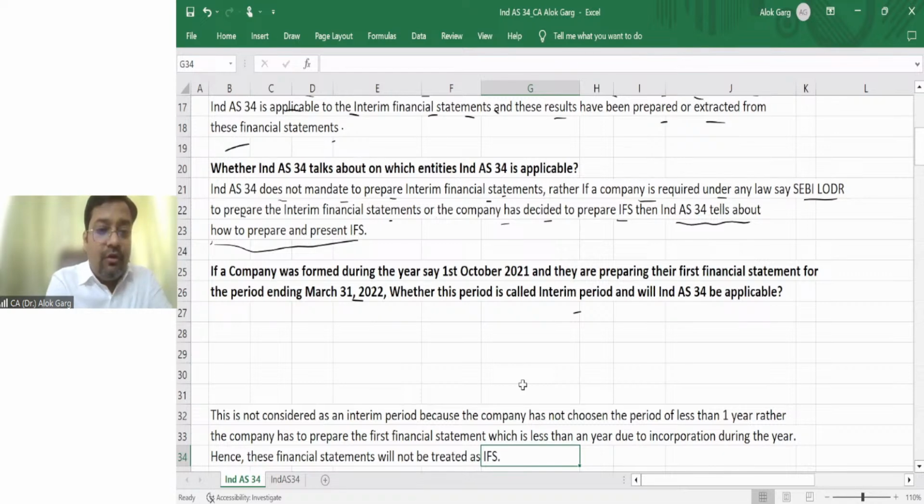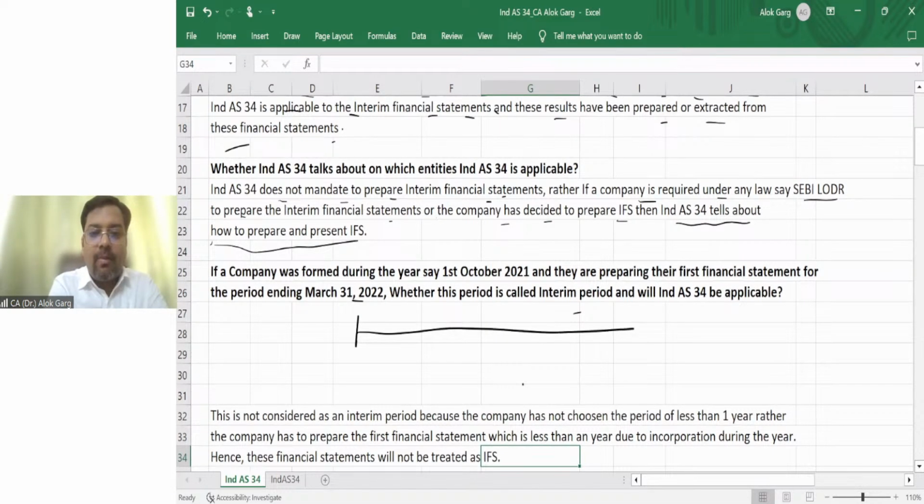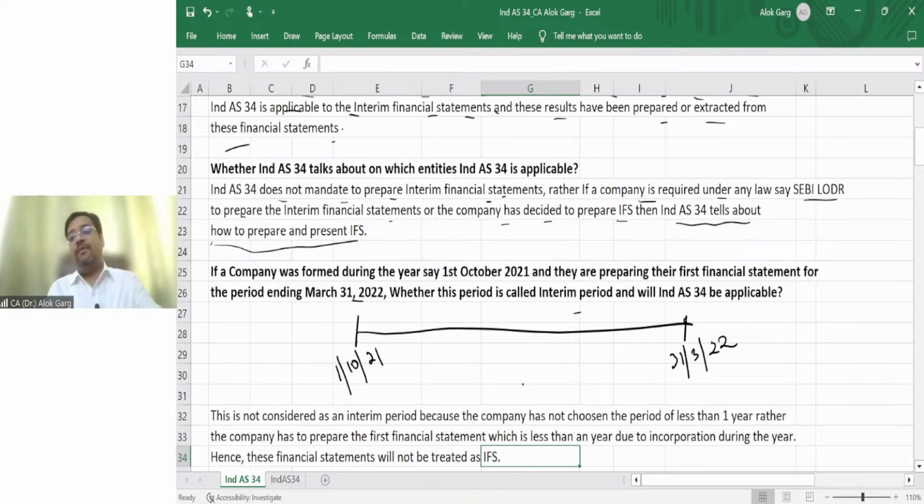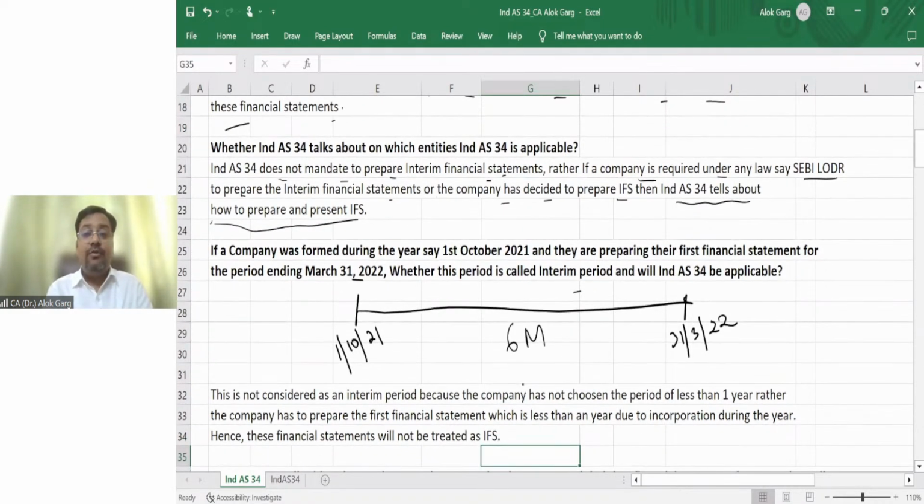Tell me. The company has been incorporated on 1st October 21, and they are preparing their first financial statement from 1st October 21 to 31st March 22. And this is only six months. Whether Ind AS 34 is applicable to this company, I mean to say whether this period will be called an interim period, answer is no. Why? Because the company has not chosen to report the financial statement for six months.